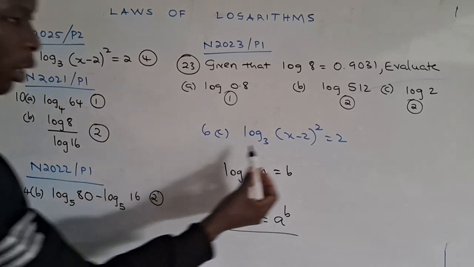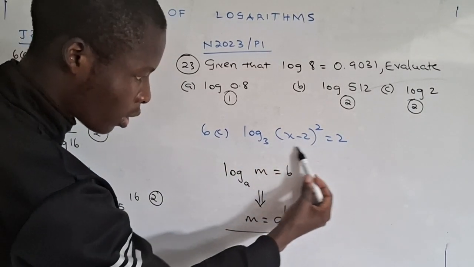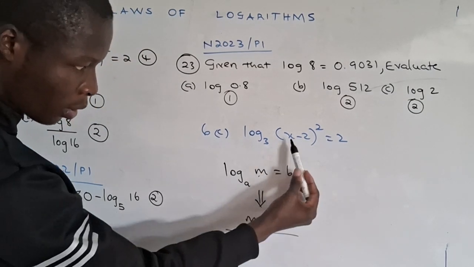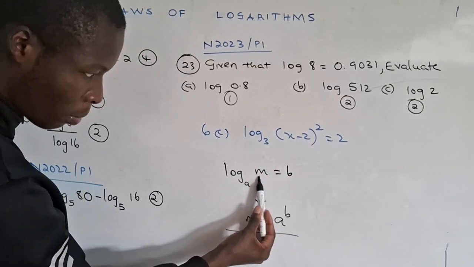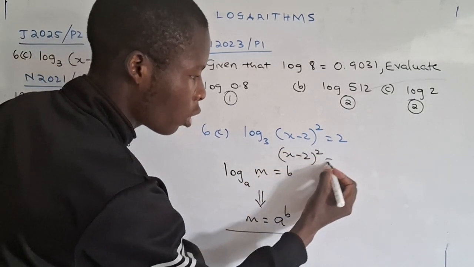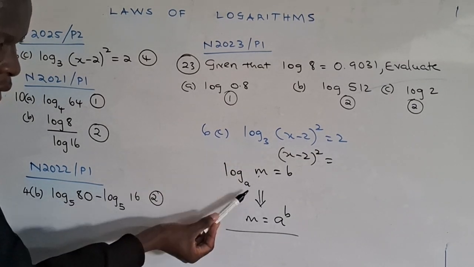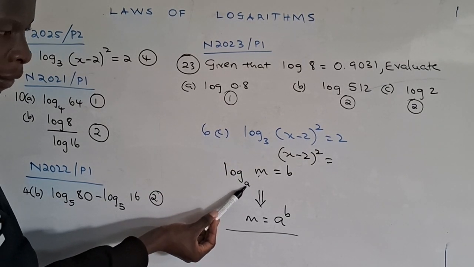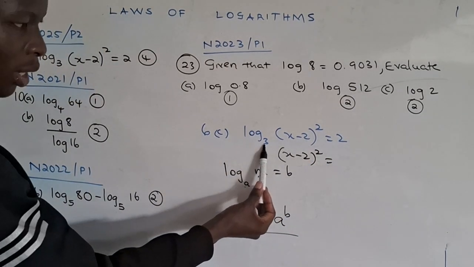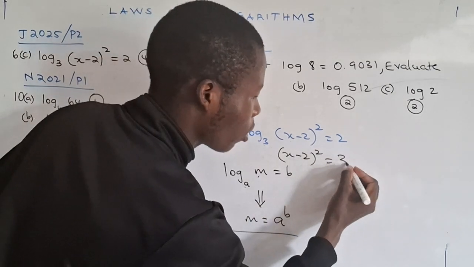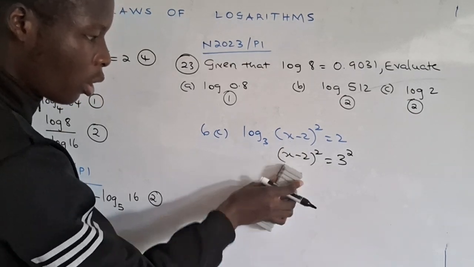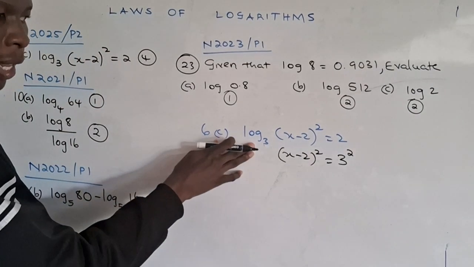Okay, so I'm going to write this in this form. So this (x minus 2) to the power 2 is nothing but m. So I'm going to write (x minus 2) to the power 2 is equal to, this 3 is nothing but a, and this b is nothing but 2. So you take this 3 and write it here, 3 to the power 2. Here we are. So we have managed to get rid of this logarithm.